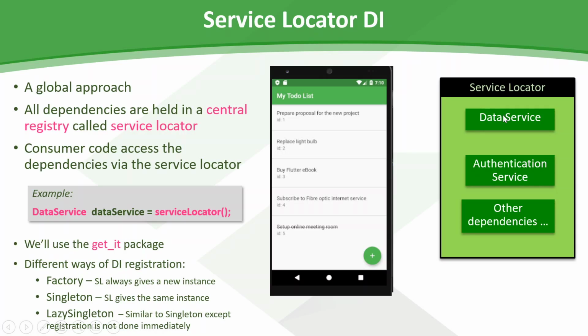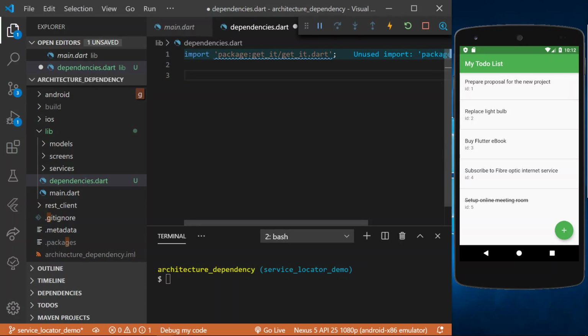Now I can start registering all my services here. In order to do that, I will create a function. You can call this function whatever you like: setup, dependency, or initialize. I just use init here. This is the common convention. When you use get it, you need to have a centralized location to register everything, so here you can register all dependencies you are using in your application.